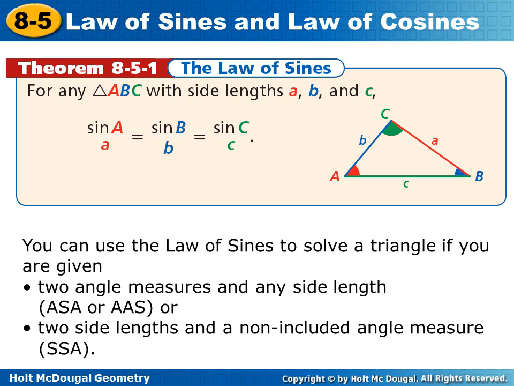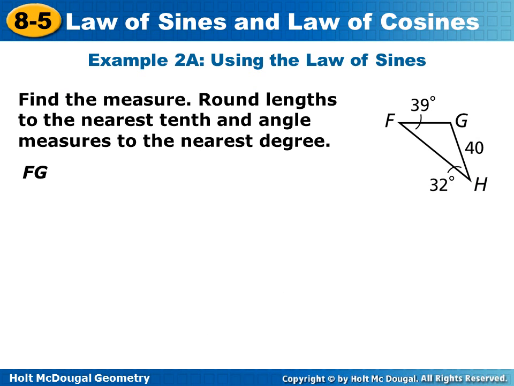You can use the law of sines to solve a triangle if you're given either A, two angle measures and any side length, or B, two side lengths and a non-included angle measure. Let's look at an example. We want to find the measure of FG. We've been given two angles, F and H.